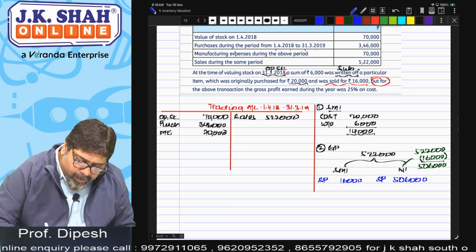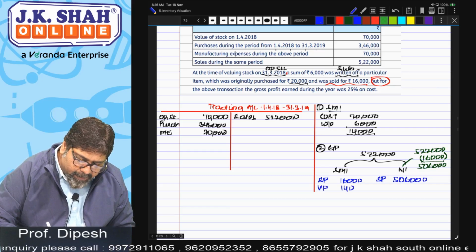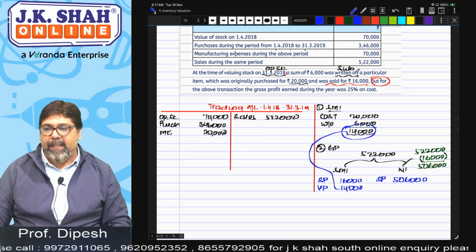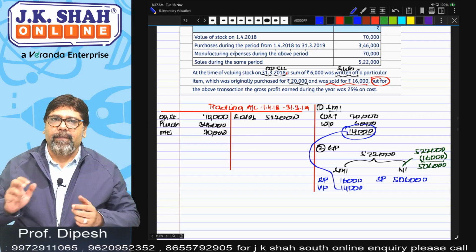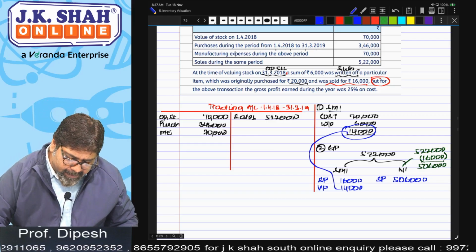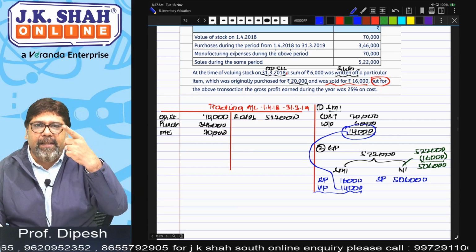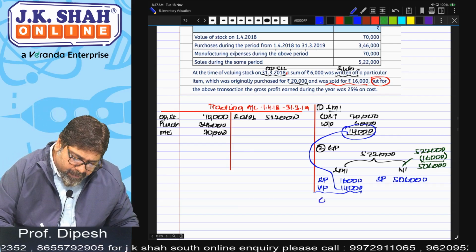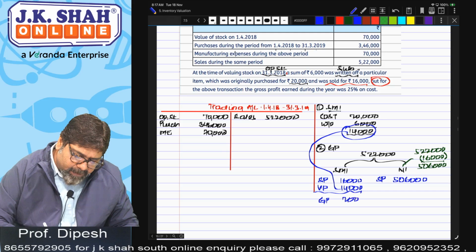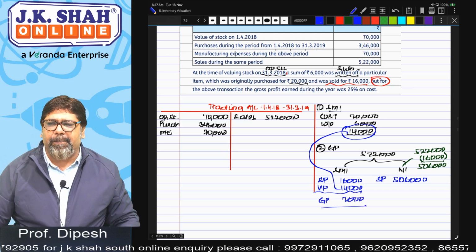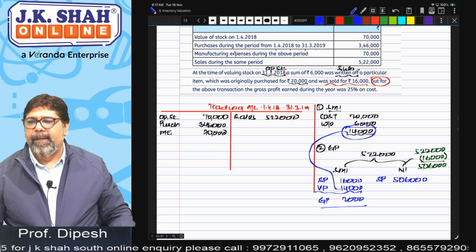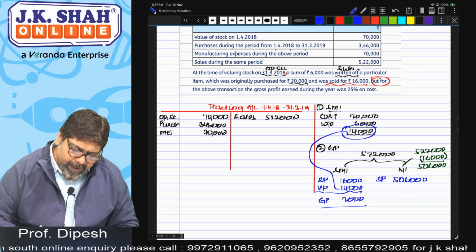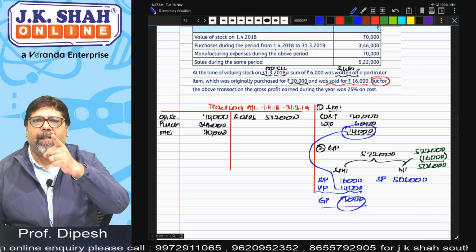Slow moving item is valued at which price? 14,000. Correct. If the slow moving item is valued at 14,000 and it is sold for 16,000, that means a 14,000 item is sold for 16,000. How much did you earn as gross profit on slow moving items? Correct, the gross profit on slow moving items is 2,000.